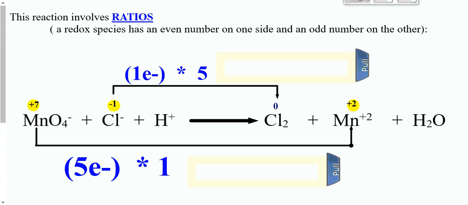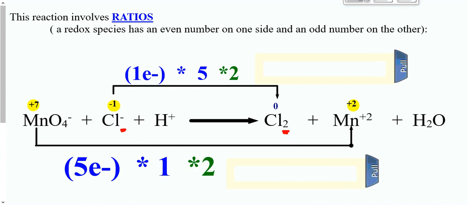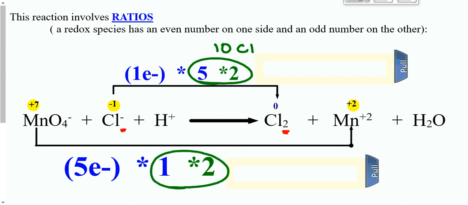So what do we do? Well, when we have this even-odd scenario, I have a 2 on one side and a 1 on the other, and I'm trying to get to an odd number, then what I do is, if you can't beat them, join them. If this 2 is going to multiply everything by 2, then we're just going to go ahead and multiply both the top and the bottom both by 2. I'm going to try to get a total of 5 times 2. I'm going to try and get to 10 chlorines, and 1 times 2 is 2 manganeses.